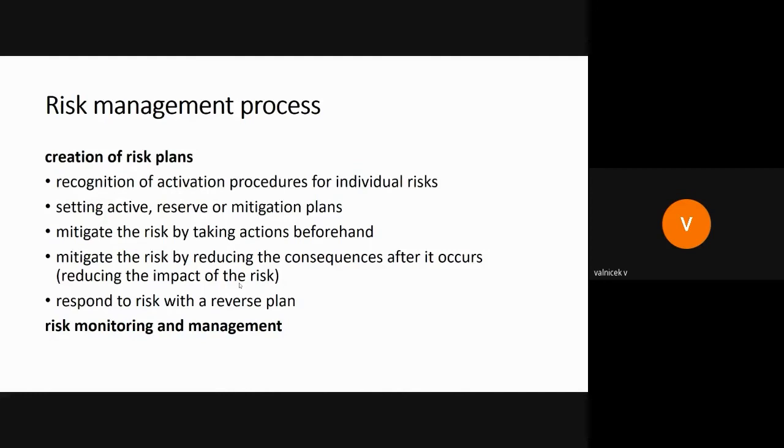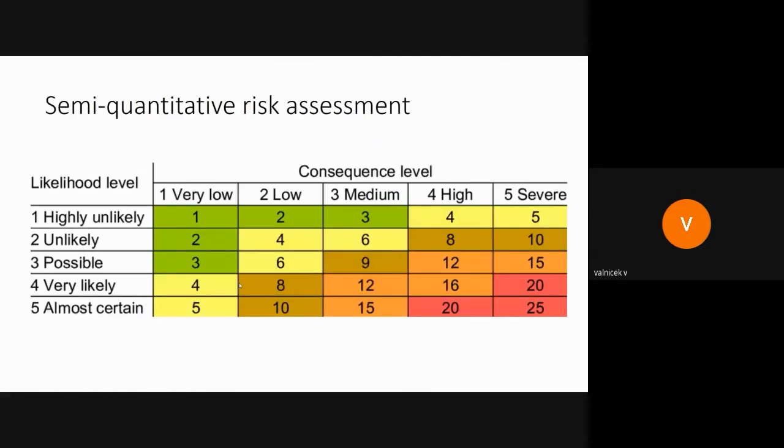the procedures for the individual risks, setting active, reserve, or mitigation plans. Mitigate the risk by taking actions beforehand, mitigate the risk by reducing the consequences after it occurs, which is called reducing the impact of the risks, respond to the risk with a reserve plan, and monitor the risks.